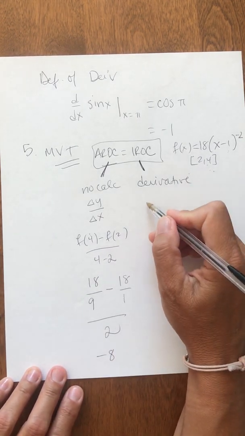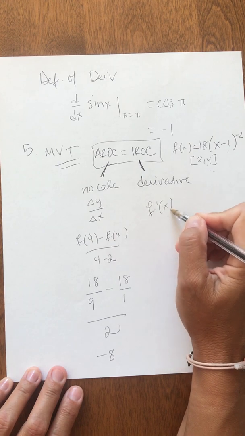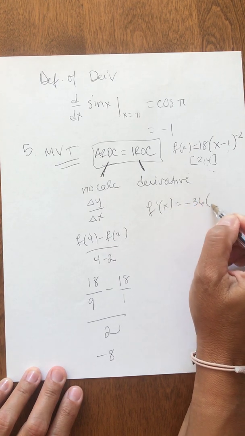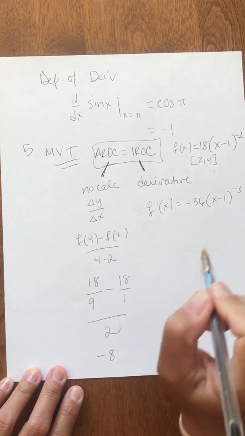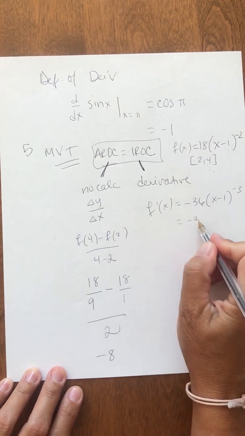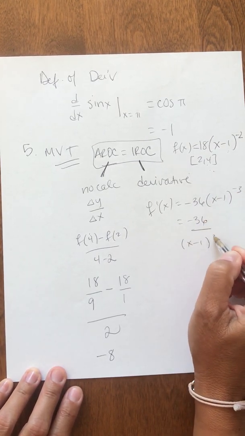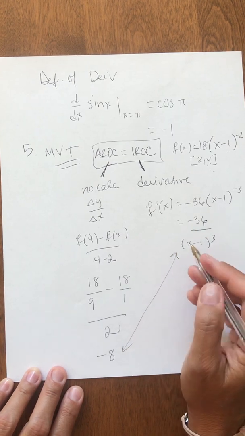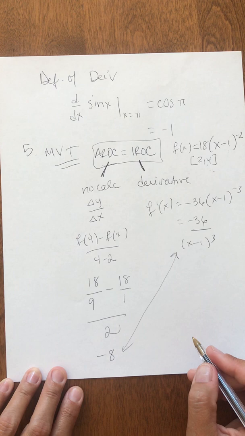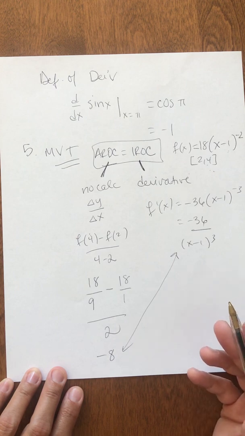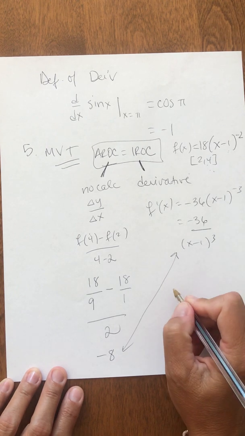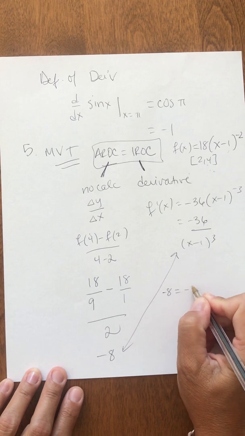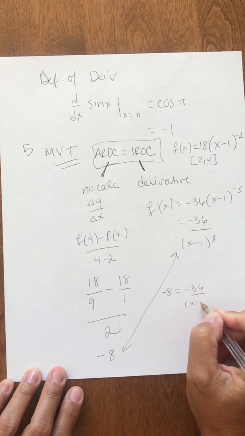Derivative, how do I take the derivative? Well, f prime of x is negative 36 times (x minus 1) to the negative third. So this is negative 36 over (x minus 1) cubed. Mean value theorem says that at some point these have to be exactly the same. To find where that is, I set them equal. So negative 8 equals negative 36 over (x minus 1) cubed.